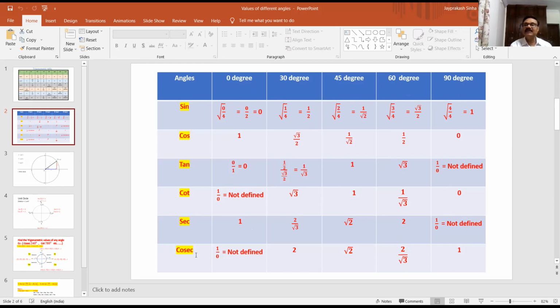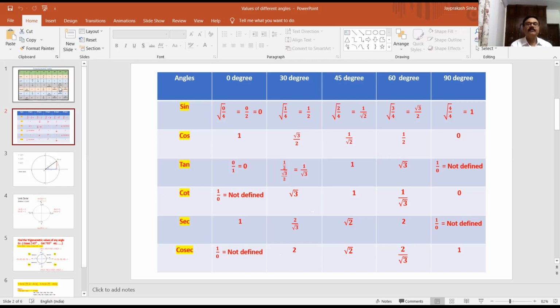Similarly, we can find the values of cosec. So cosec 0 degree is equal to 1 upon sine 0 degree. Sine 0 is equal to 0, means 1 upon 0 is equal to not defined. Cosec 30 degree is equal to 2. In the same way, we are getting these values. Cosec 45 degree is equal to root 2. Cosec 60 degree is equal to 2 by root 3. And cosec 90 degree is equal to 1, because 1 upon sine 90, 1 upon 1 is equal to 1.